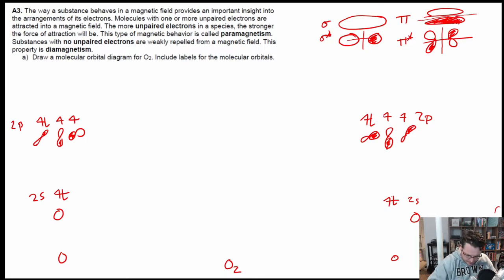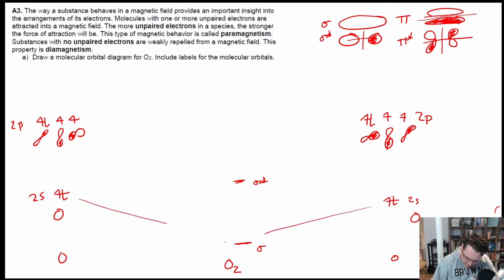So in this case, for the 2s, what we'll get is a sigma bonding orbital that's going to be below the starting orbitals. And then we're also going to end up with a sigma antibonding orbital that's going to be above the 2s orbitals in this case. So that's the sigma antibonding right there.